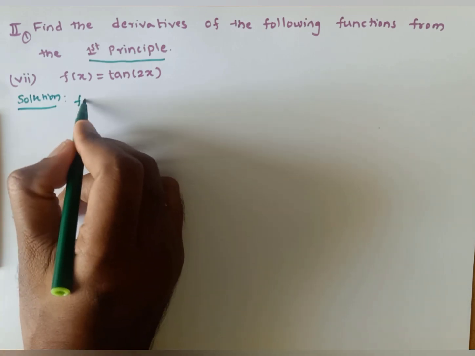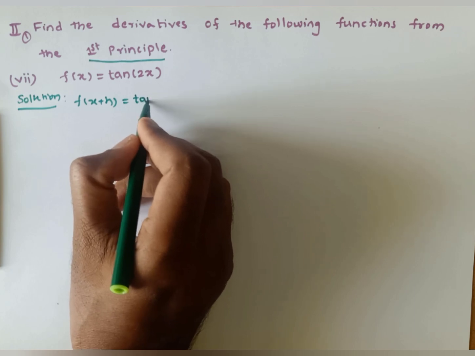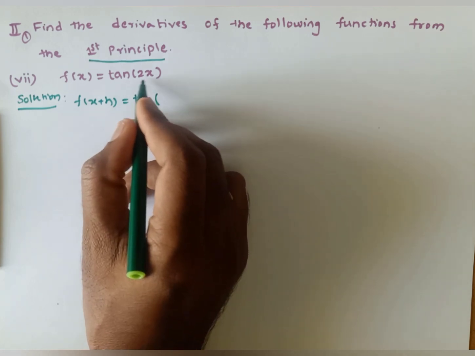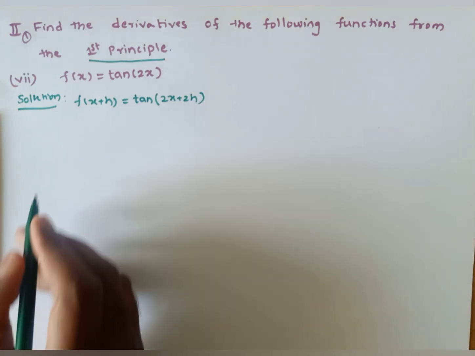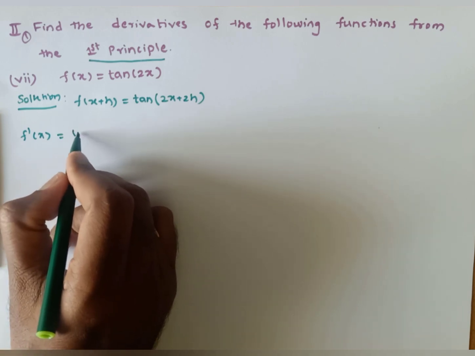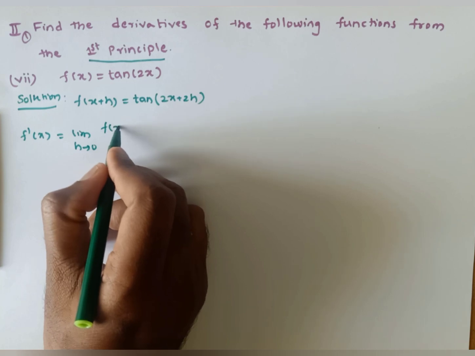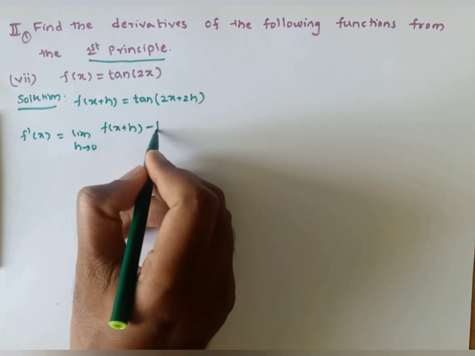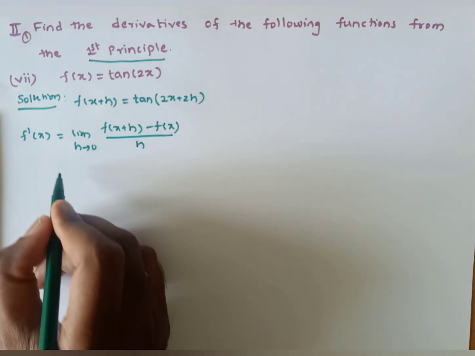Now using this we can express f of x plus h. F of x plus h is tan of 2 times x plus h, which is 2x plus 2h. Now, what is our first principle? Write it down: f prime of x equals the limit as h tends to 0 of f of x plus h minus f of x divided by h. So this is our first principle.